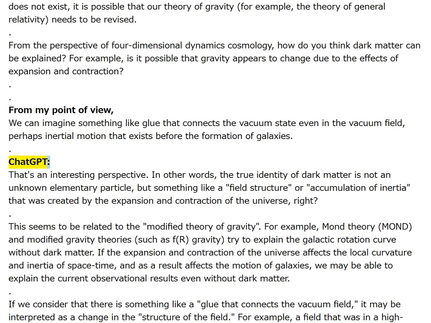ChatGPT: That's an interesting perspective. In other words, the true identity of dark matter is not an unknown elementary particle, but something like a field structure or accumulation of inertia that was created by the expansion and contraction of the universe, right? This seems to be related to the modified theory of gravity. For example, MOND theory and modified gravity theories such as f(R) gravity try to explain the galactic rotation curve without dark matter.